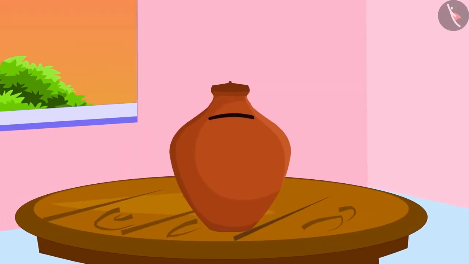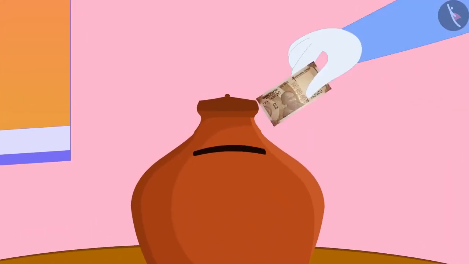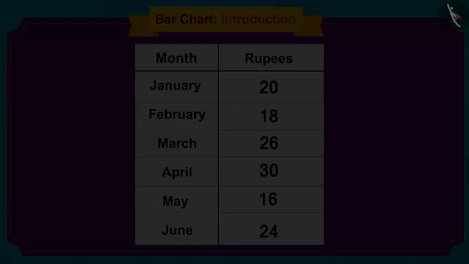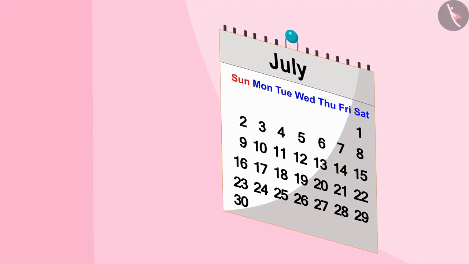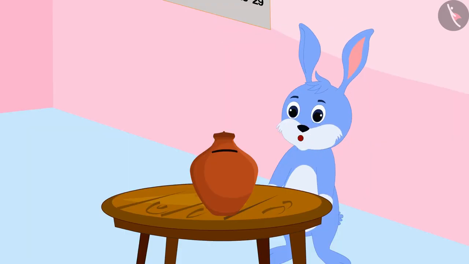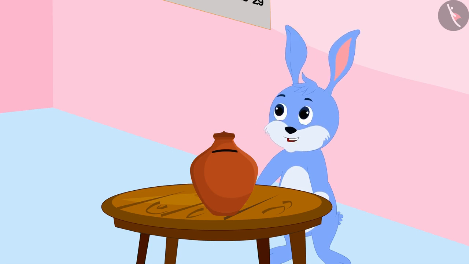He would put the money saved in each month in a piggy bank and then write the amount saved in that month in such a table in a notebook. In no time, 6 months passed by. Oh wow! I've been saving money for 6 months. Now I must have accumulated a lot of money.